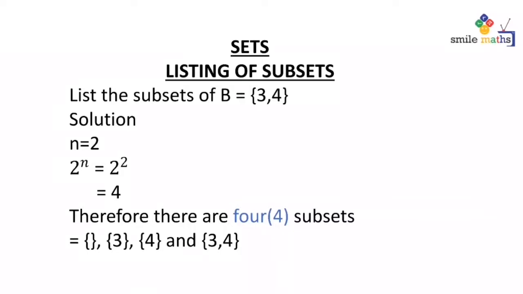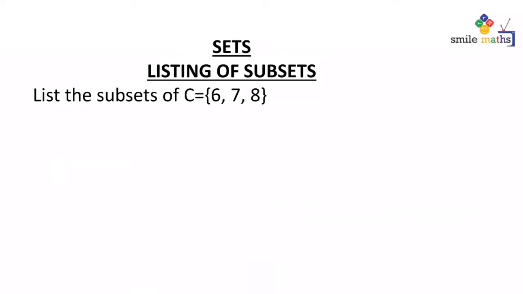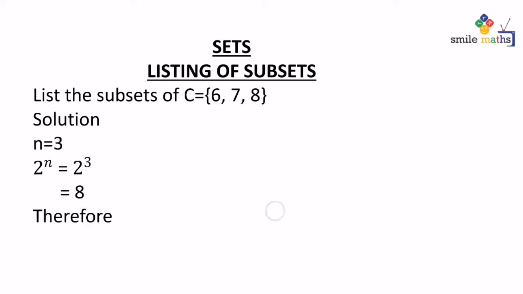Let's move to another question. It says list the subsets of the set C having elements 6, 7, and 8. So over here we have 3 elements. So n is equal to 3. We are going to do 2 raised to the power n, which is 2 raised to the power 3, and this gives us 2 times 2 times 2, which is 8. So over here too, we are going to have 8 subsets.